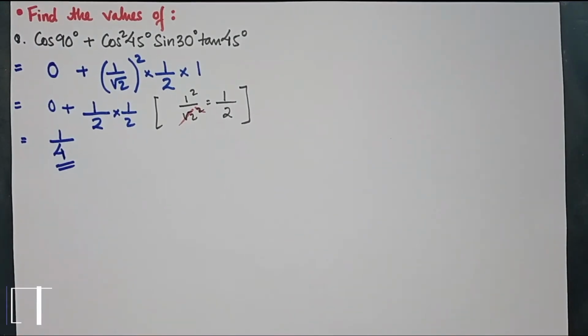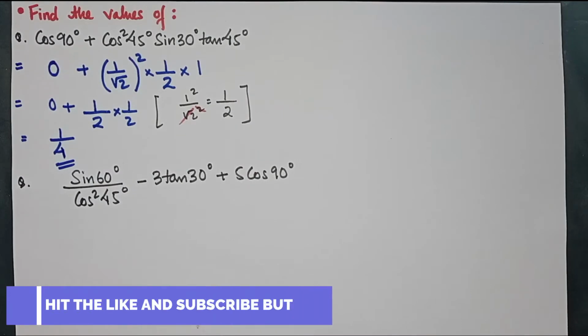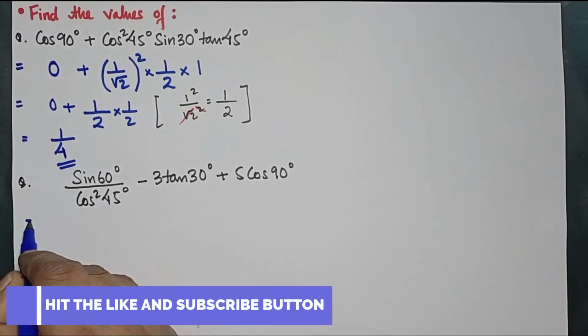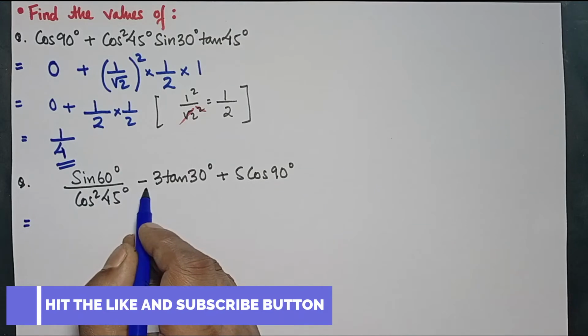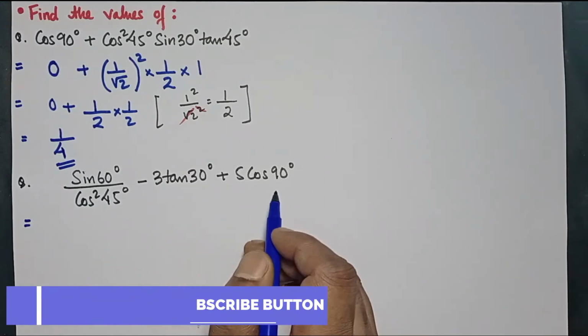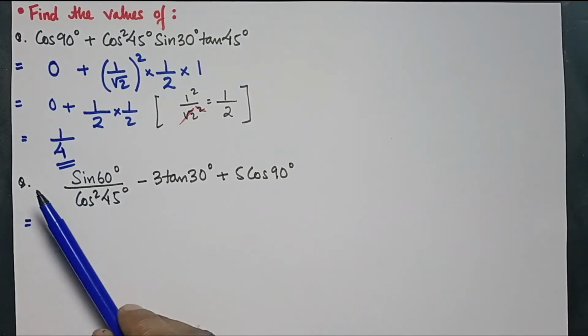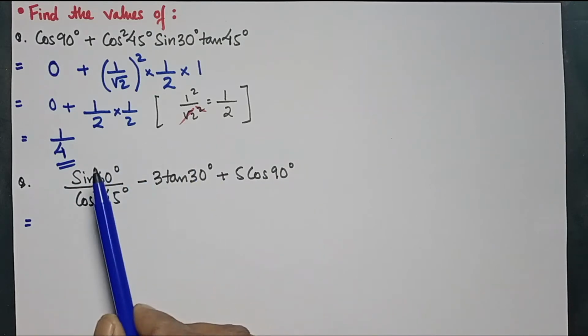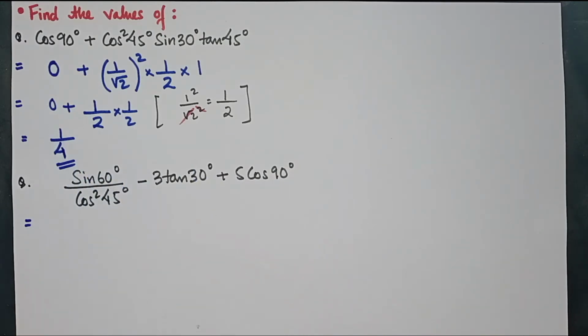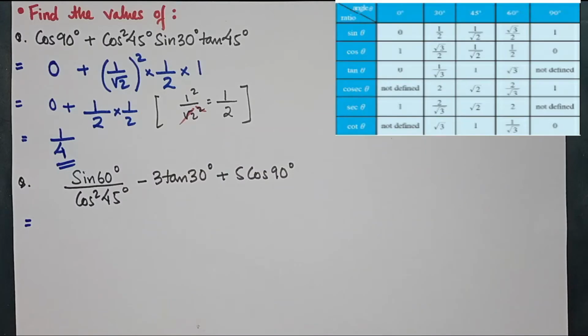Now let's solve another one. Now we have the next question. You can see sine 60 cos square 45 minus 3 tan 30 plus 5 cos 90 degree. I hope it is clear. You just have to put the values and do the simplification. It's very easy, but you have to know the values.